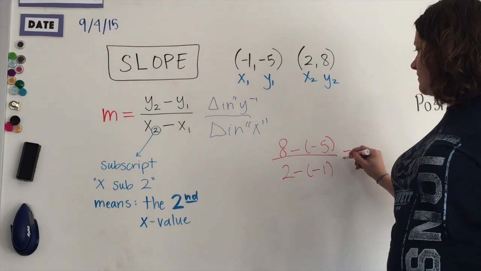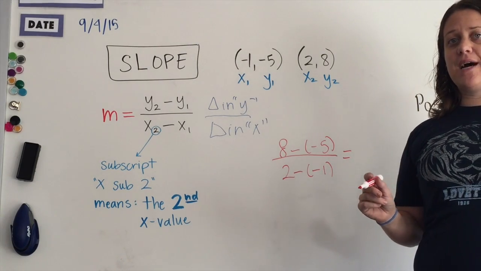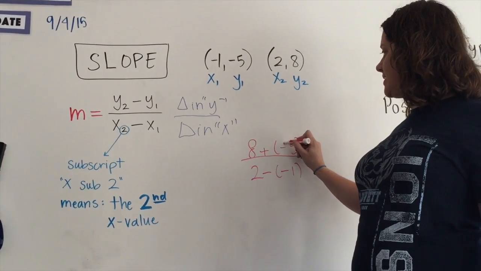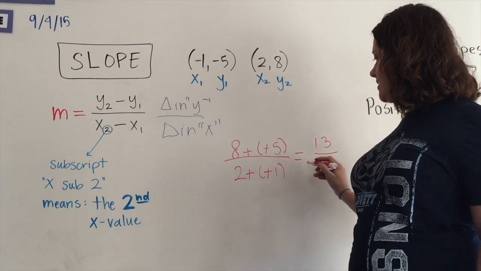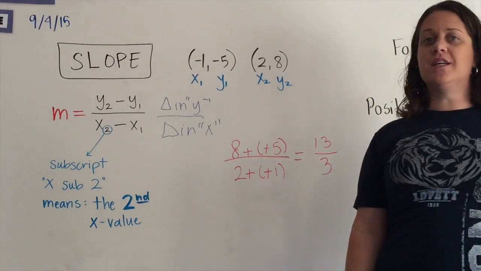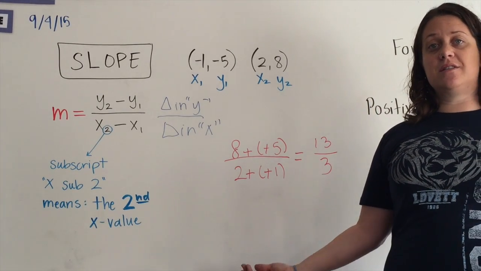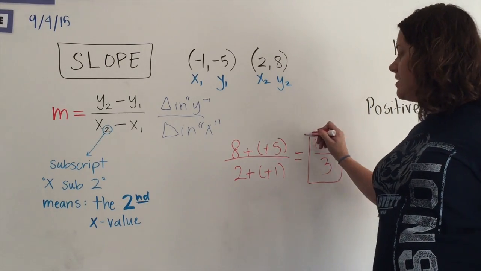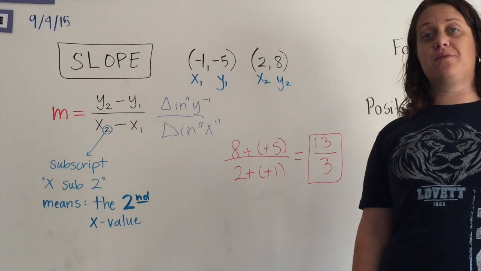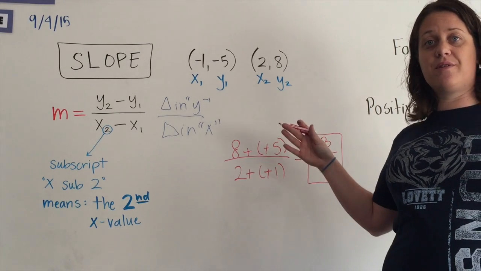negative 1. So remember, I need to add the opposite, so I'm going to change this to a plus sign, and it's going to be 13, and then I add the opposite over 3. So now, I could simplify that if possible, but this cannot be simplified, so my slope is just 13 over 3, so it would be up 13 over 3.